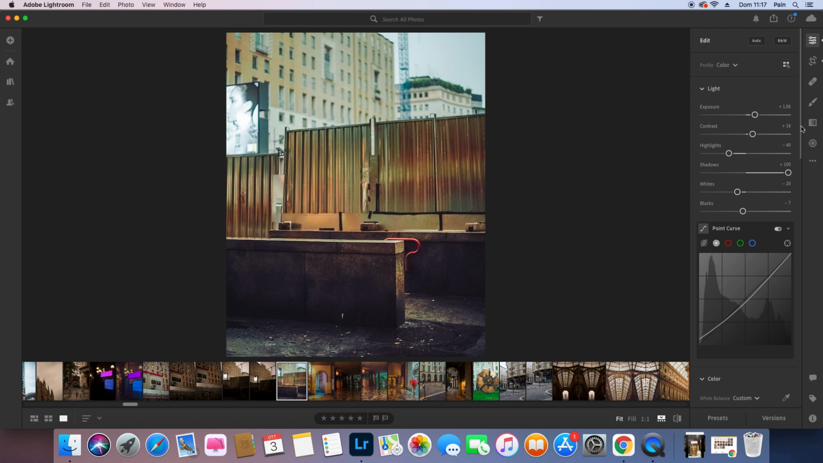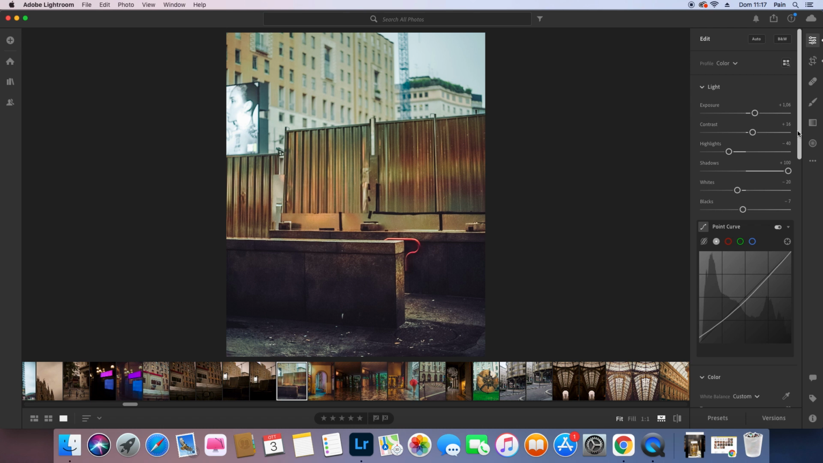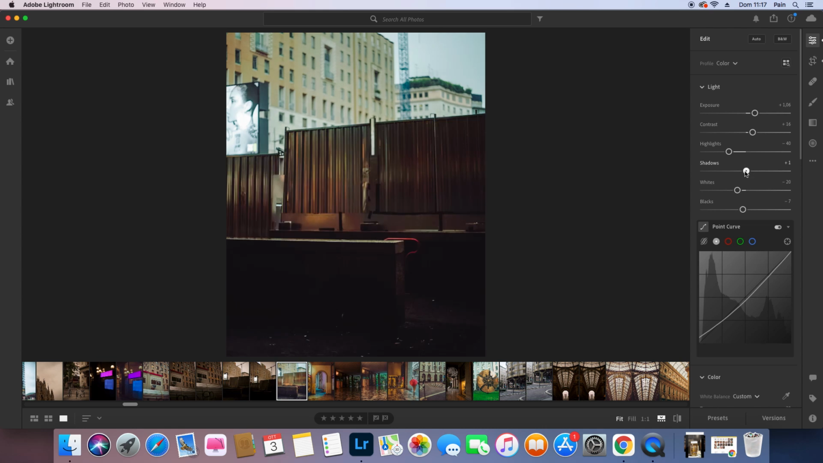So you see that the only major tweak that I did, you see I tweaked some exposure, some contrast, some highlights, but not that much. The only thing is the shadows completely blasted up.